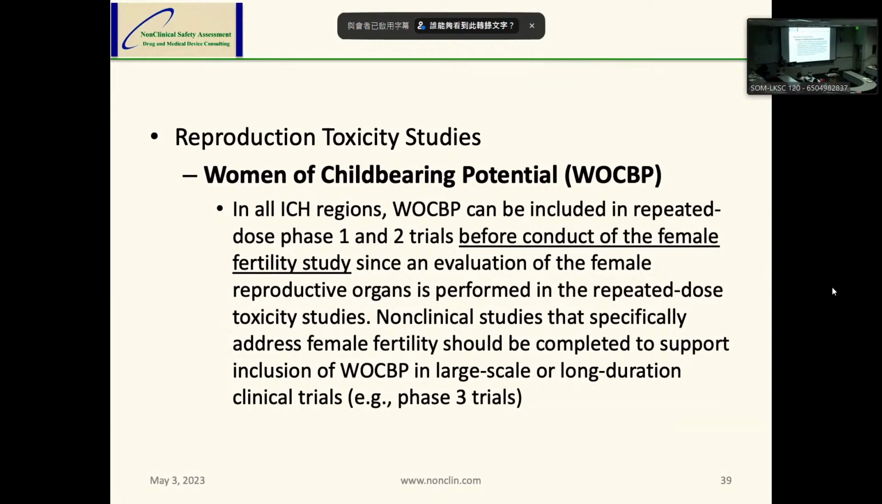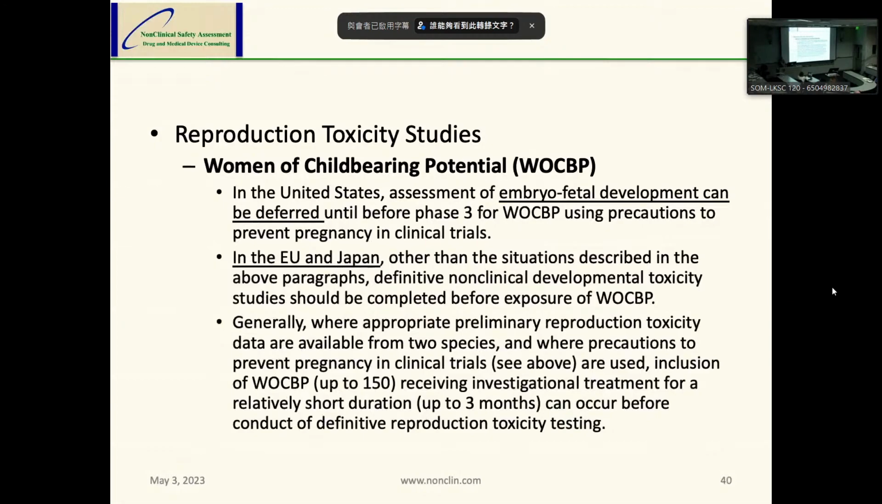So not only are we assessing the tissues histologically in general tox studies, but now we're going to do functional evaluations on reproductive performance. And the expectation is that in many regions of the world, some level of this type of evaluation has to be done before women are enrolled in clinical trials. In the United States, we have a little more latitude. These studies don't necessarily have to be done before phase 3. But again, this type of work is done for chronically used molecules going into women of childbearing years.